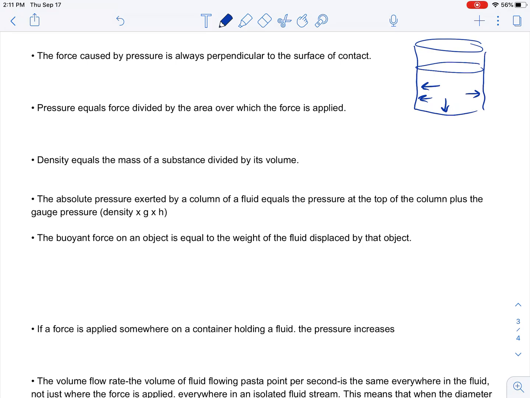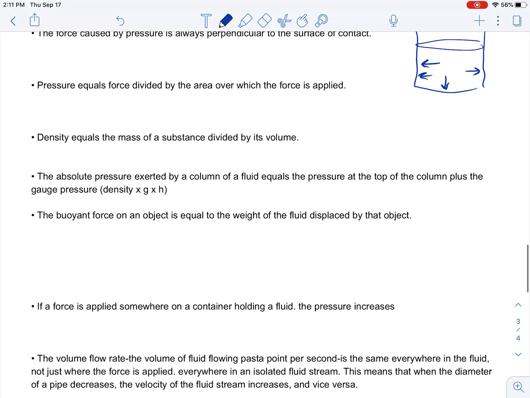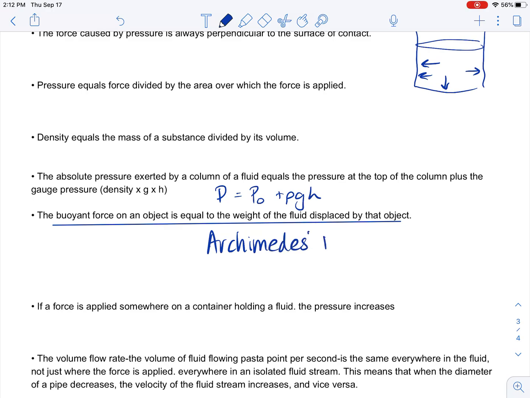Pressure equals force divided by area. The density is mass divided by volume. Absolute pressure, again, we've talked about that. Absolute pressure is equal to atmospheric pressure plus rho g h. The buoyant force is equal to the weight of the fluid displaced by that object. This, by the way, is called Archimedes' principle.